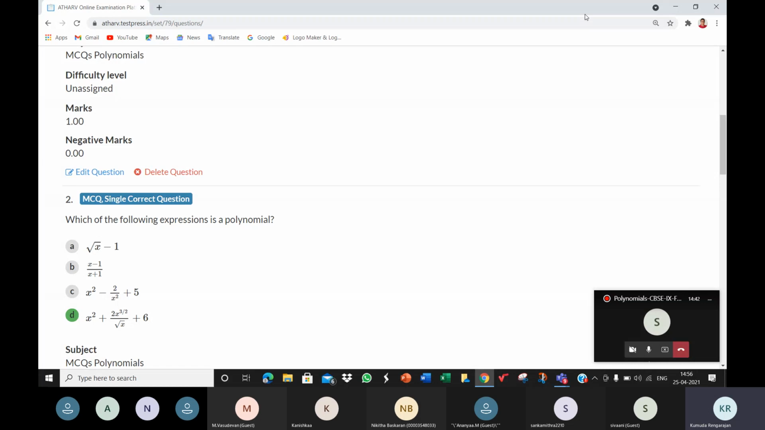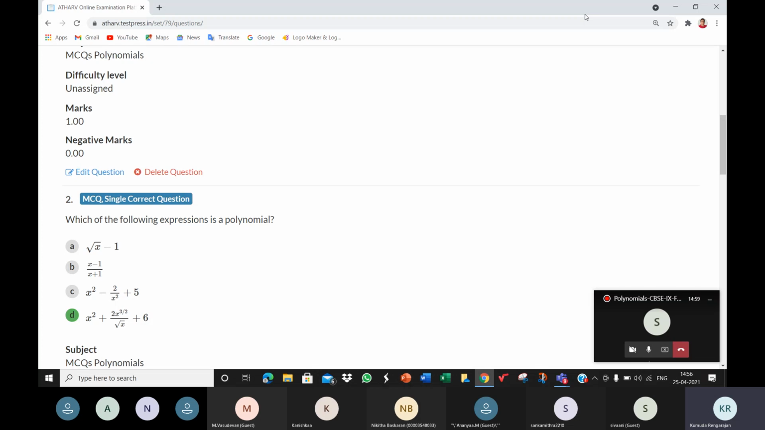1 by 2 is not a whole number. X is the variable. Its power is 1 by 2. The power 1 by 2 is not a whole number. Hence, root x minus 1 is an algebraic expression, but not a polynomial.